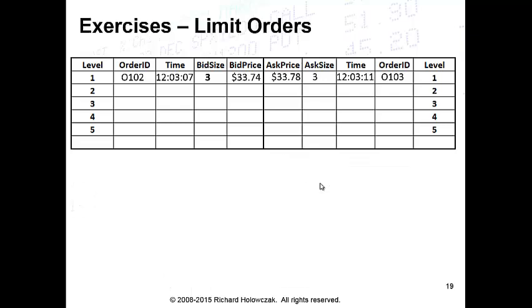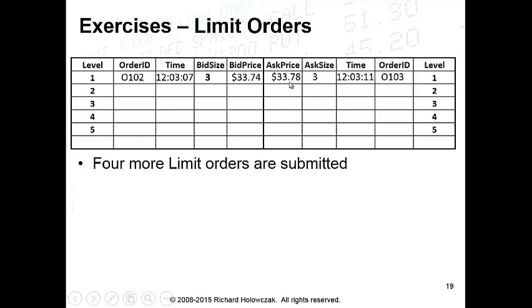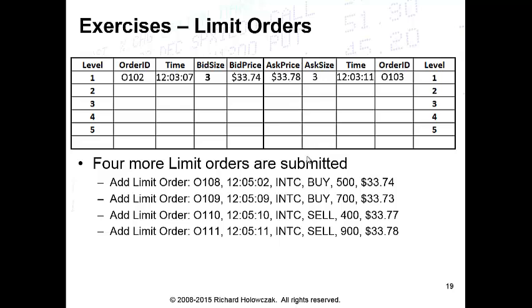So let's do some exercises. Let's look at our limit order book as it is right now. We've got order 102 here for 300 shares at $33.74. We've got order 103 left in the book, 300 shares at $33.78. And let's add 4 more limit orders. What you may want to do, just as a little exercise here, is pause the video and sketch out on a piece of paper where you think these 4 limit orders will go and what the order book might look like after they've all been submitted and the prices and times have been sorted. So we can take a quick break there.